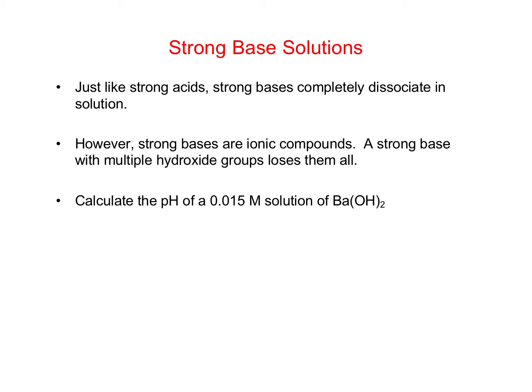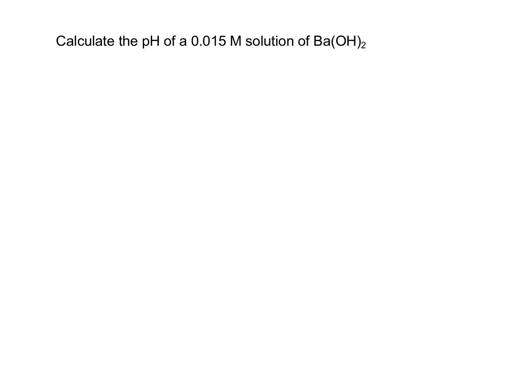So on the next slide, let's go ahead and do this. Let's calculate the pH of a 0.015 molar solution of barium hydroxide. So let's look at the reaction that's going to happen when this dissolves. I don't need to react it with water. I'm just writing the reaction for the dissociation of an ionic compound, essentially.